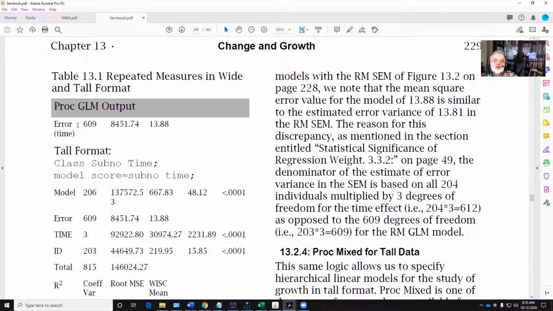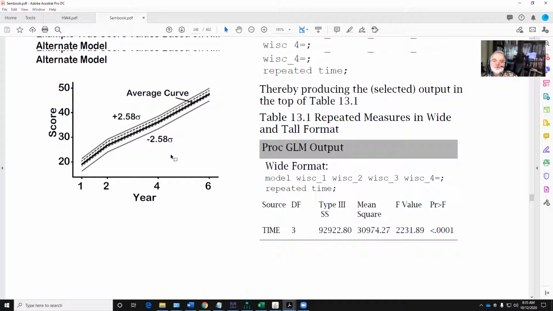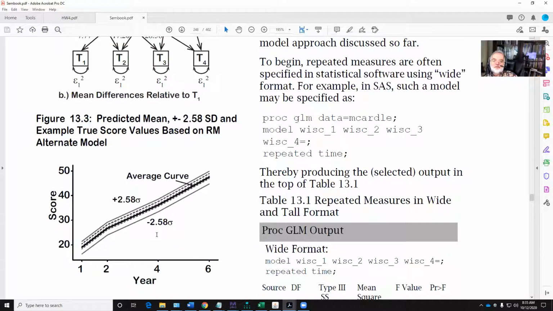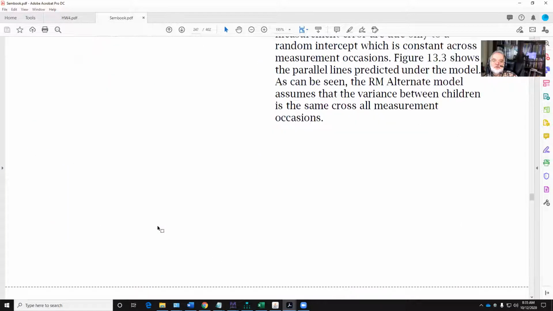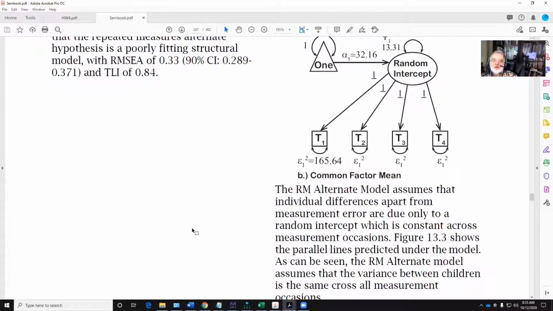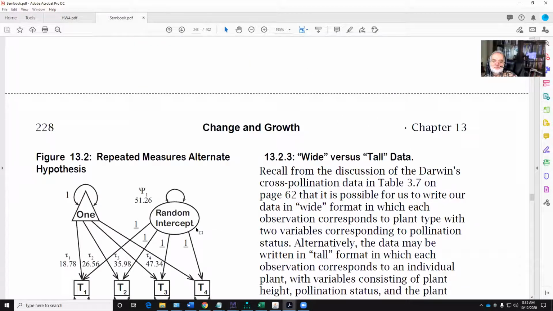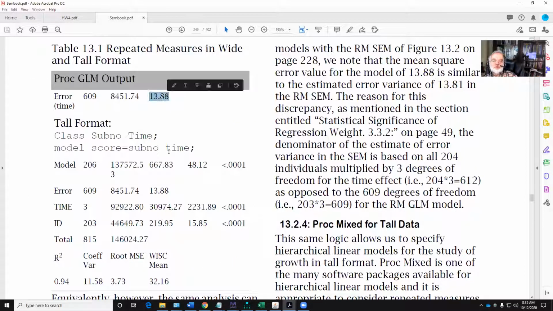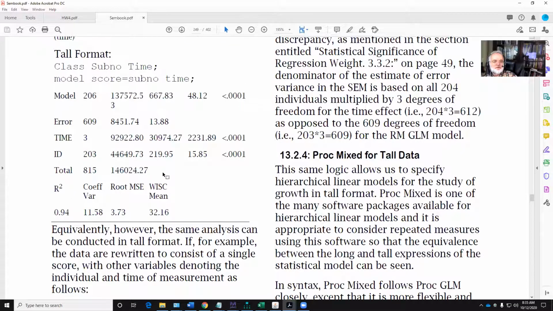Downstairs here, we have error. This is the sum of squares error. And this 13.88, oh, that's kind of a familiar number. That's going to give us the variance, the estimated error variance in the data. So 165.64 is the square of this. All right.